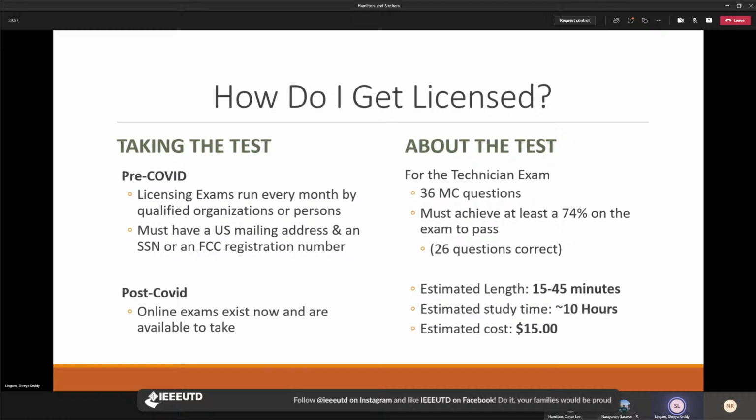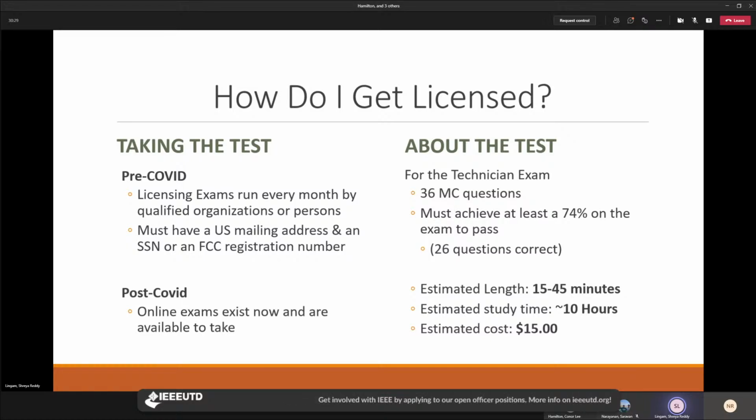So before COVID, exams were held in person by local radio leagues. And now currently online exams are being offered where a volunteer examiner team consisting of several members from a local amateur radio league will be supervising a test taker through a video conferencing platform like Zoom. The online exams are set up so that you'll be able to take the test on one device, where proctors will be monitoring your screen, and another device like your phone or tablet will be used to show you actually taking the exam. So to take the exam, you do need a US mailing address.